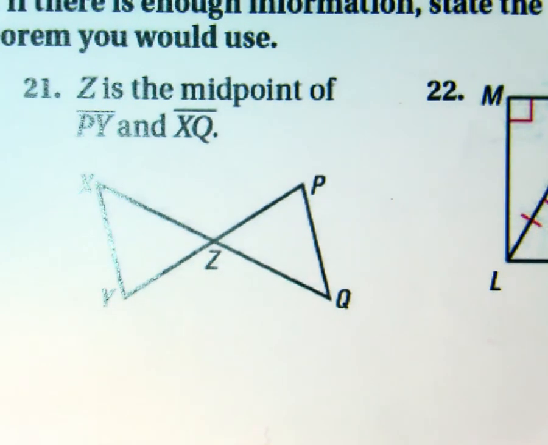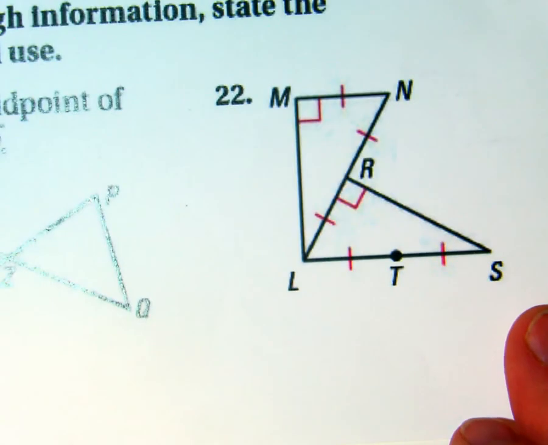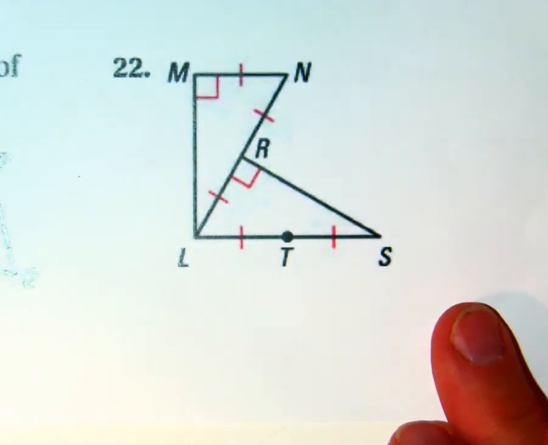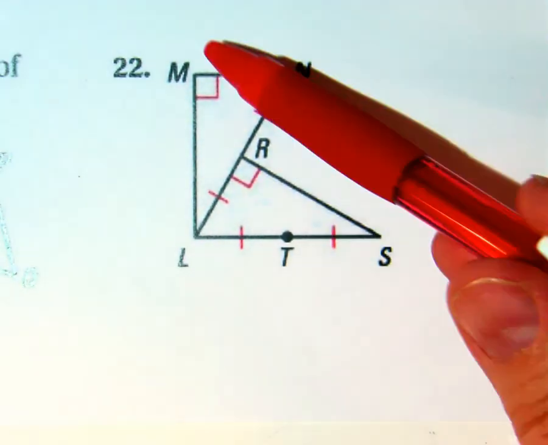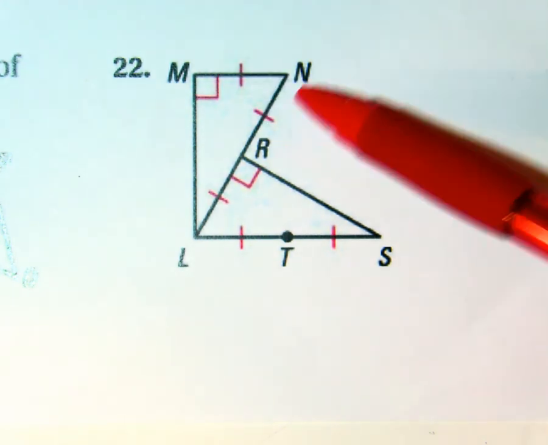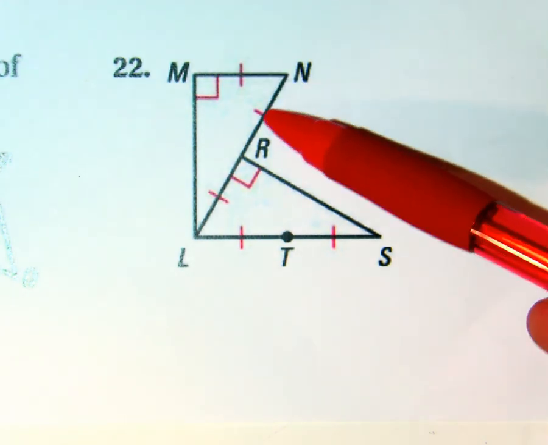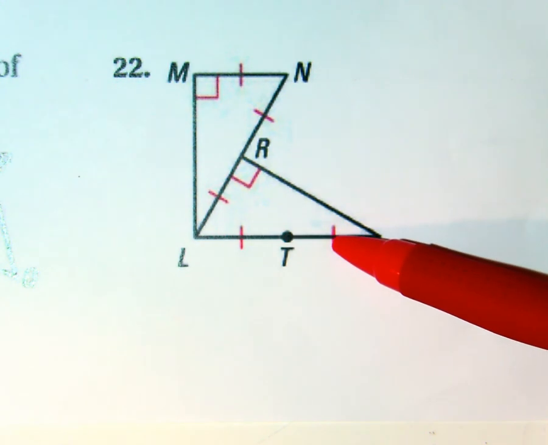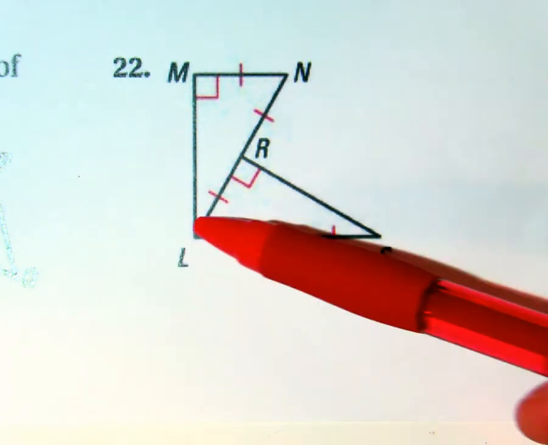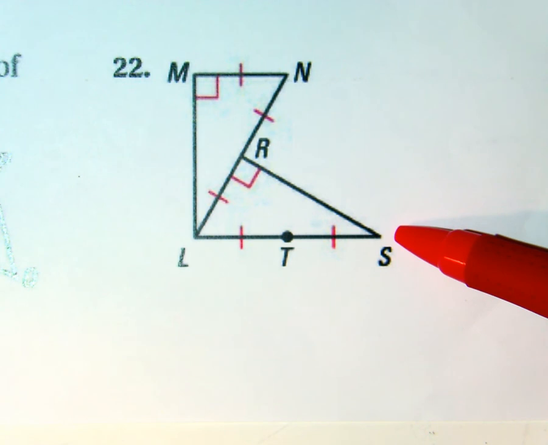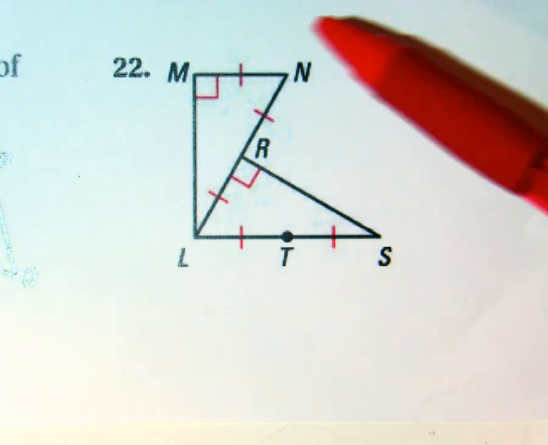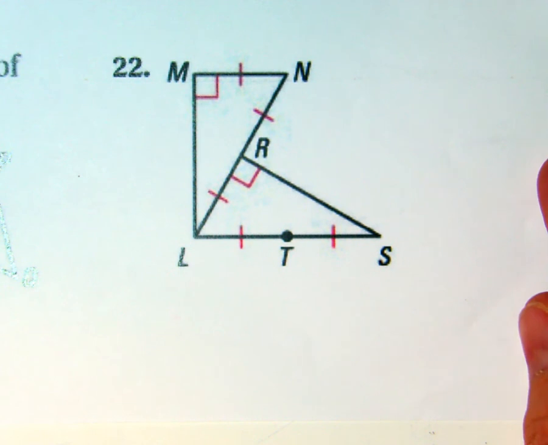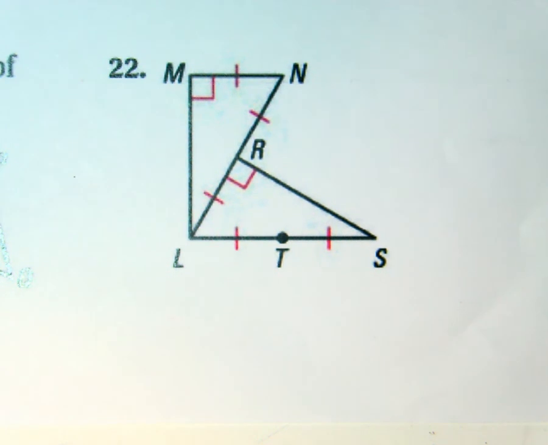Okay. And then one more. Let's see what we've got there. Do we have enough? Well, we have right triangles. Notice that the hypotenuse is 2 sections that are the same, 2 sections are the same, so a little segment addition will get us that NL is congruent to LS. And then, yes, indeed, we do have a leg. MN is the same as RL. So we have these are congruent by hypotenuse leg.